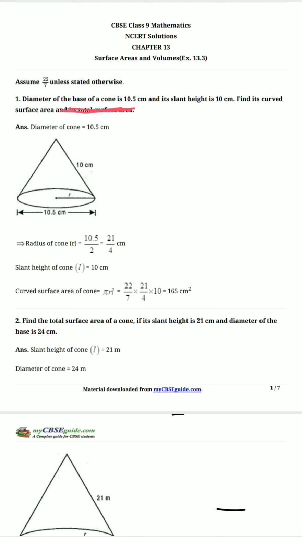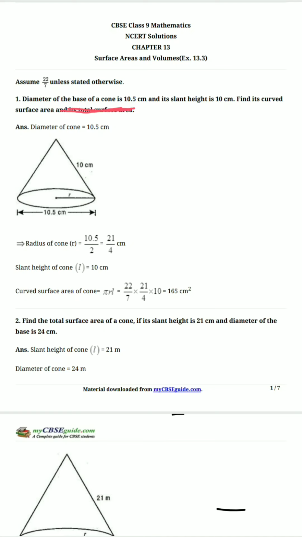Let us start the discussion of exercise 13.3 of surface area and volume. Here we will deal with the questions related to the curved surface area and total surface area of a cone. Now we know that the curved surface area of a cone is pi r L and the total surface area of a cone is pi r (L plus r).